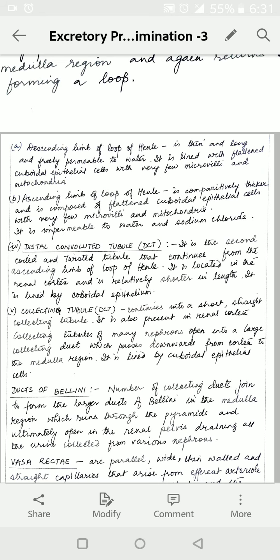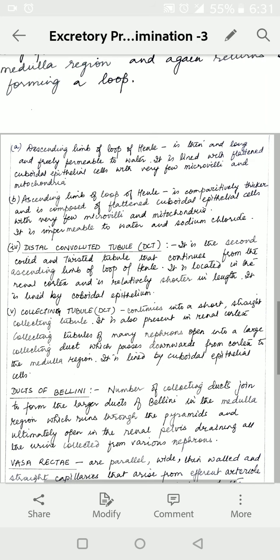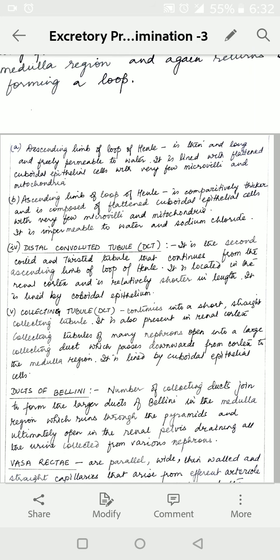The descending limb of the loop of Henle is relatively thin, it is long, and it is freely permeable to water. It is lined with flattened cuboidal epithelial cells with very few microvilli and mitochondria, whereas the ascending limb of the loop of Henle is comparatively thicker. It is composed of flattened cuboidal epithelium with sparse microvilli and mitochondria, and it is impermeable to water and sodium chloride.